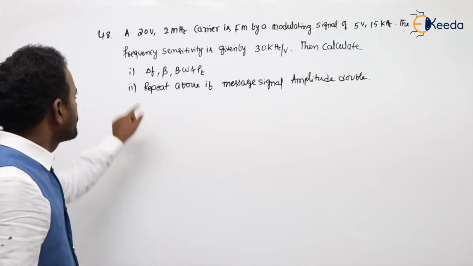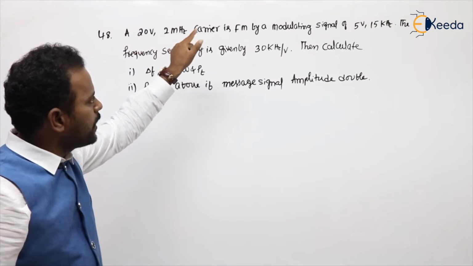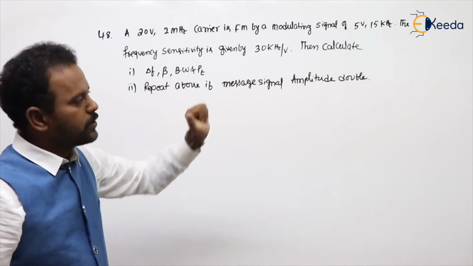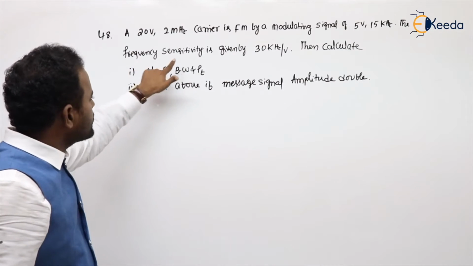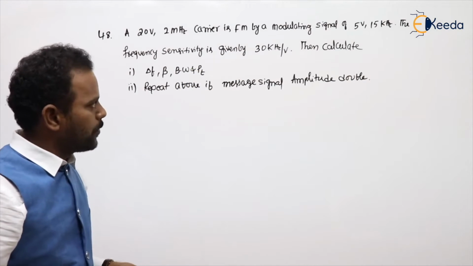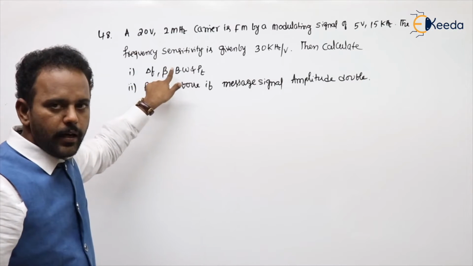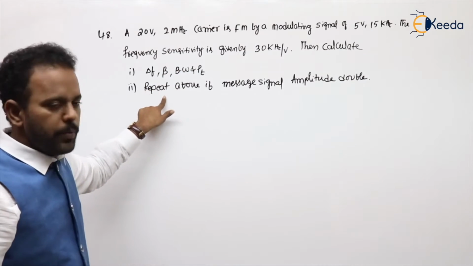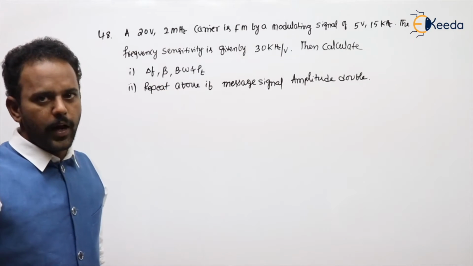See the problem. A 20 volt, 2 megahertz carrier is frequency modulated by a modulating, or message, signal of 5 volt, 15 kilohertz. The frequency sensitivity Kf is given as 30 kilohertz per volt. Calculate first delta F, beta, bandwidth, and power requirement. Second, repeat the above if the message signal amplitude is doubled. Are you following my point or not?